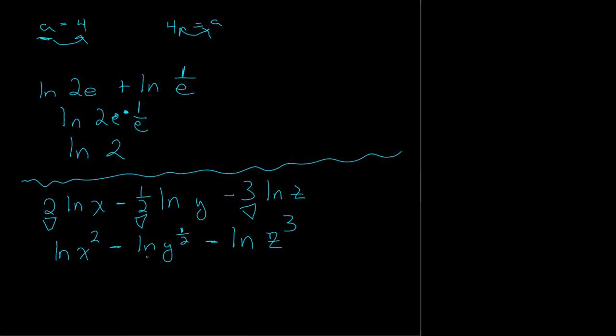So subtraction is division. So I'm going to get x squared divided by y to the 1/2 minus natural log z cubed, which is one more division. So I'll do my last division here. And I've simplified my log. Now I think your book will write this as the square root of y. Again, I like the powers because we keep our power rules.